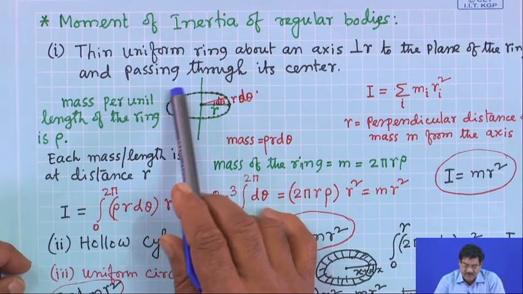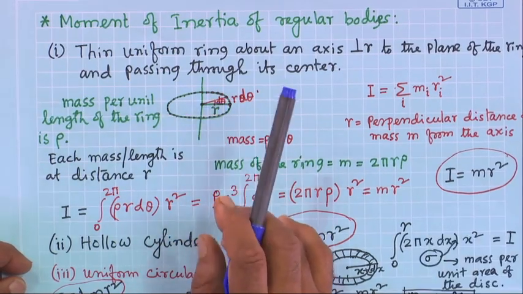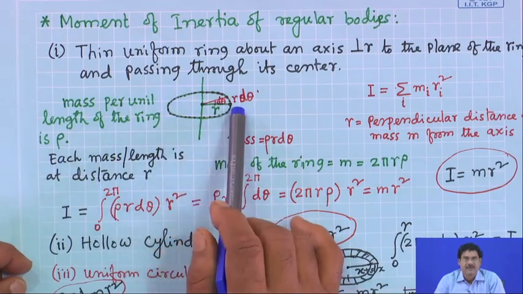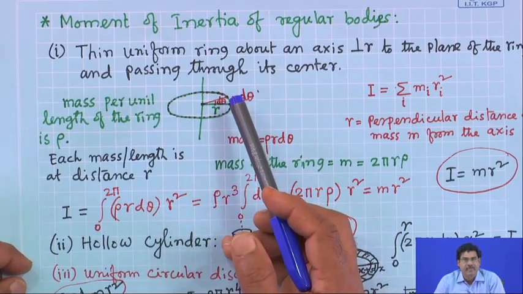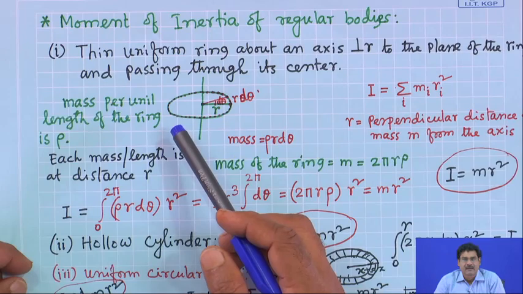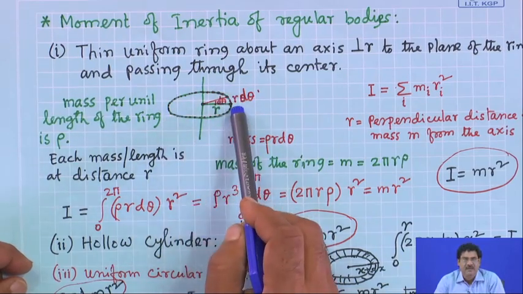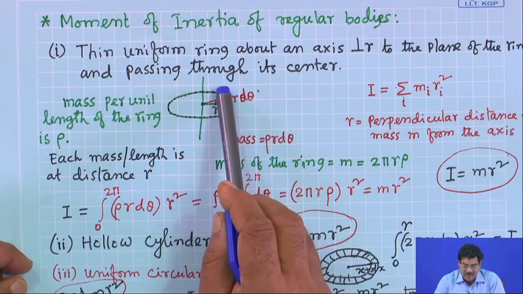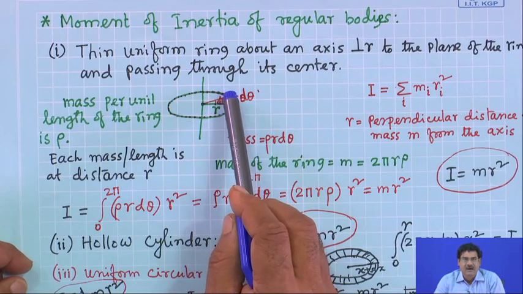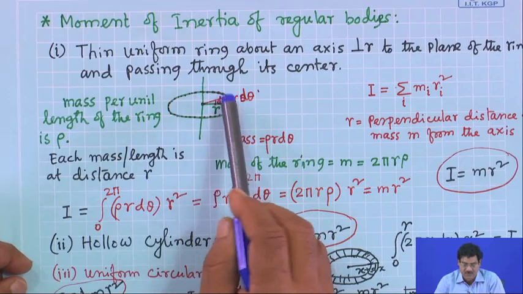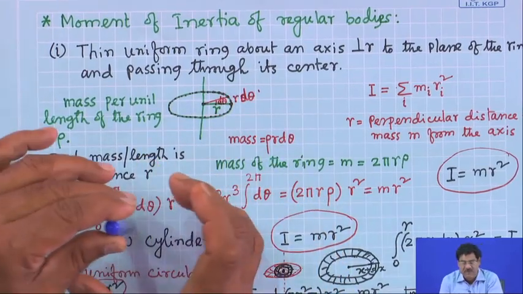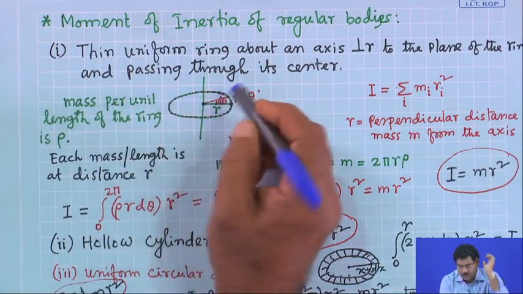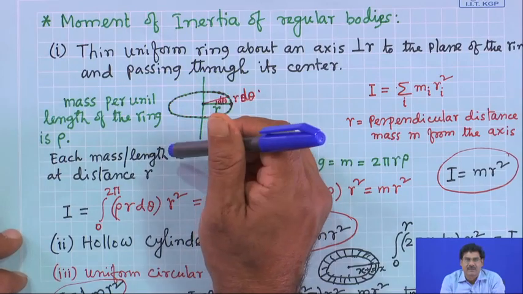So, basically a thin uniform wire is used to make this ring. This ring has a mass, and this mass is distributed over the ring, as if point masses are arranged on this ring. So, then all masses are at equal distance. When this ring rotates about this axis, the whole mass of the ring all the time has distance r.